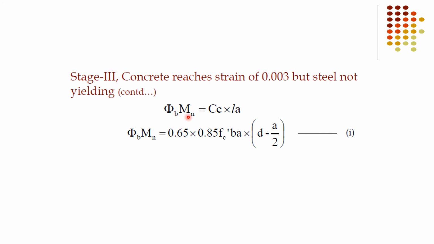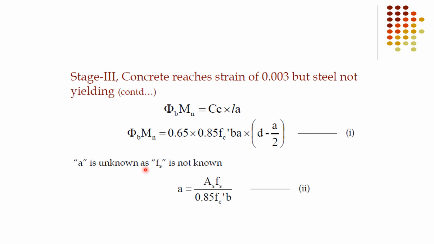Here is φMn = φ Cc × La. φMn, that is compression failure. The factor φ is 0.65. 0.85 fc' b a (d minus a by 2). Okay, a is unknown as fs is not known. Here a is As fy over 0.85 fc' b when steel is yielding, but in this case steel is not yielding because the stress level is less than the yield stress. That's why we use the value fs. So first calculate fs, then we will get the value of a, then we will get the moment capacity.